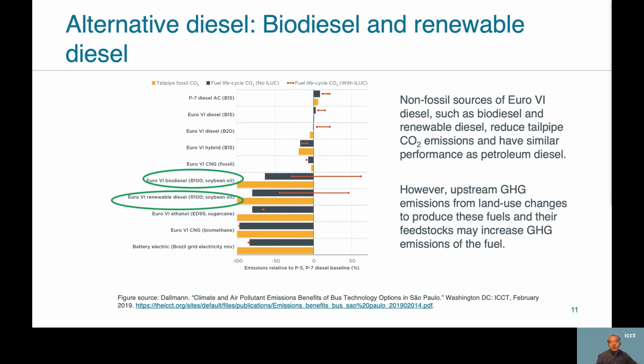This graph above is from our analysis of carbon emissions from different types of bus technologies for Sao Paulo's fleet. As it shows, biodiesel and renewable diesel have much lower tailpipe fossil CO2 and fuel life cycle CO2, not counting indirect land use change emissions. But once land use changes are included, the fuel life cycle CO2 might even exceed that of fossil diesel. To achieve low GHG emissions, lower carbon intensity fuels, such as those produced from animal fats or used cooking oils, should be prioritized.